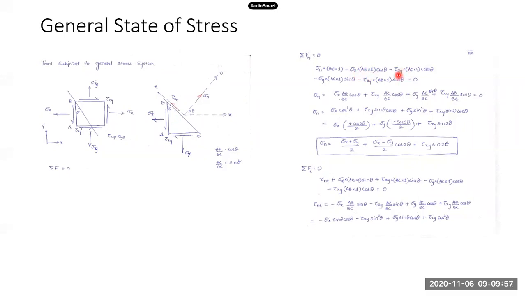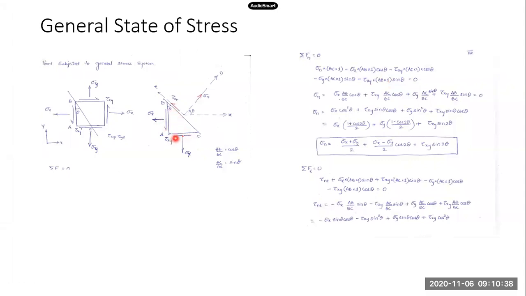Then again, what you have is tau xy. Similarly, this is for face AC. This tau xy is also along the x direction here. So tau xy into the area of face AC, tau xy into AC into one unit, into its component along n, will be cos theta, because it is also parallel to the x axis. So tau xy into AC into one into cos theta will give us the component along the n direction. Since it will also be directed opposite to n, the negative sign is taken for this also. So we are done with these two forces which are directed in the x direction.